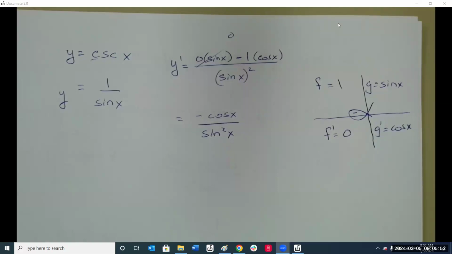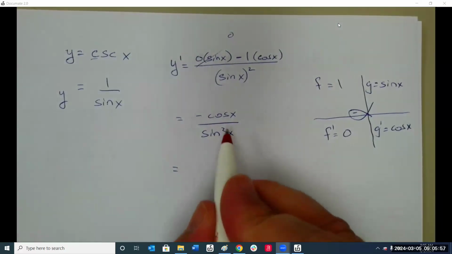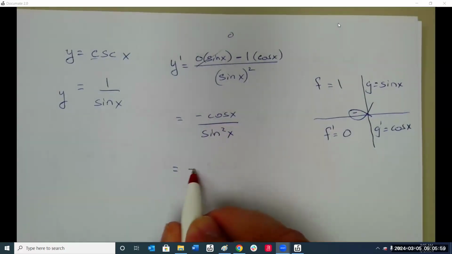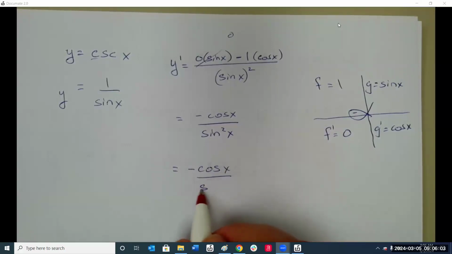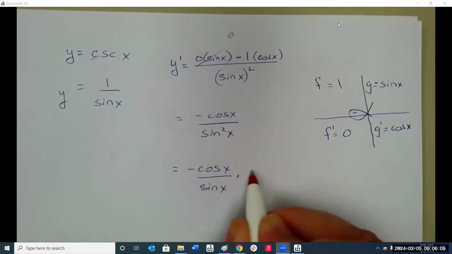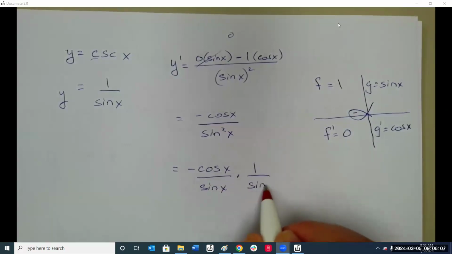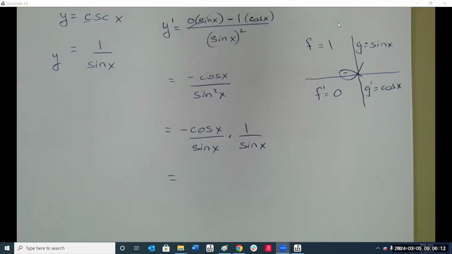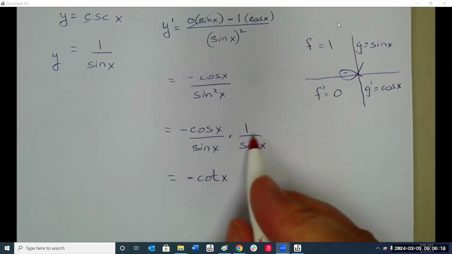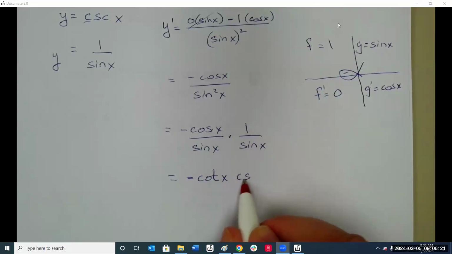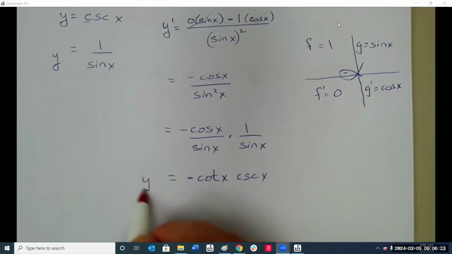Are we done? No. Identities. Because we have the sine squared on the bottom, I can split that up into two functions. Cosine over sine is cotangent. 1 over sine is cosecant. And that's your first derivative.